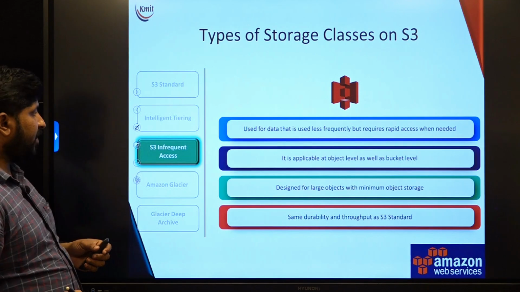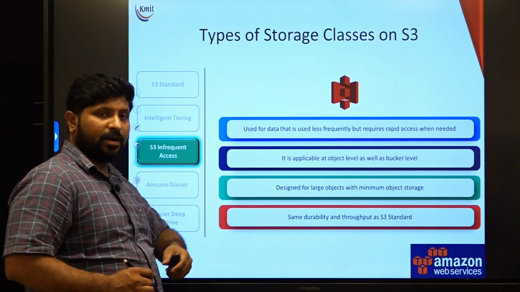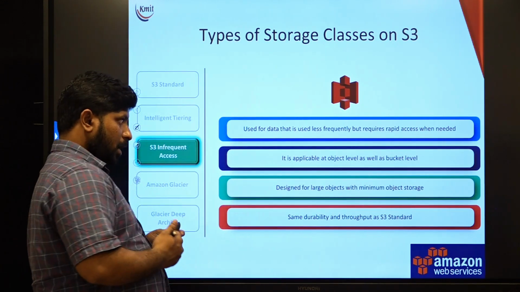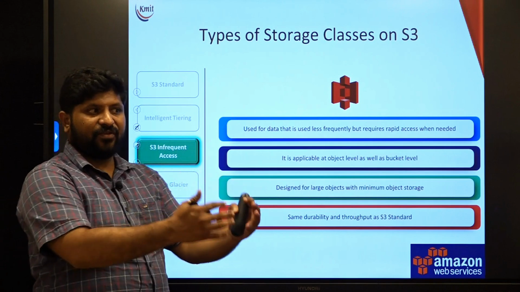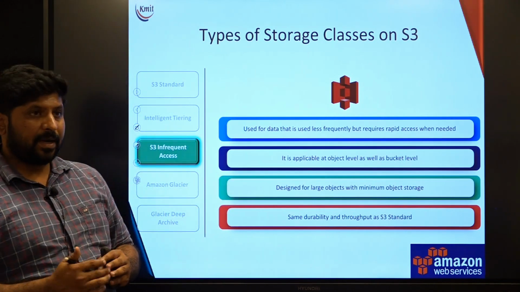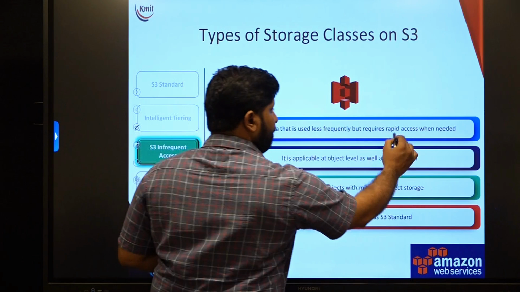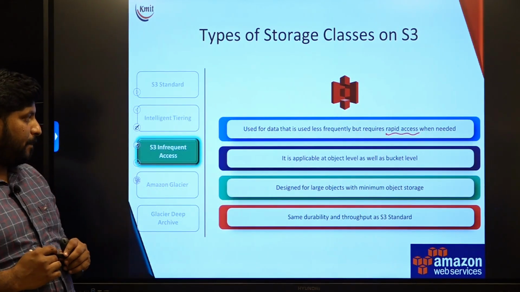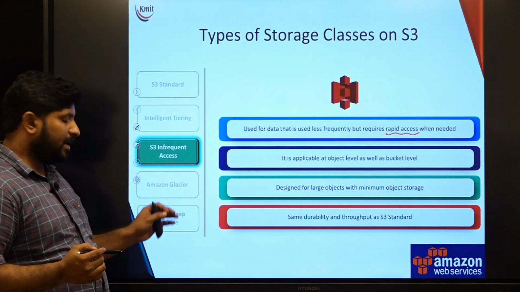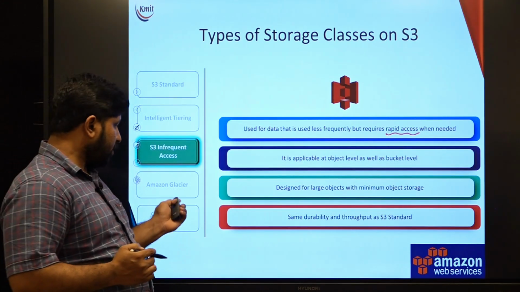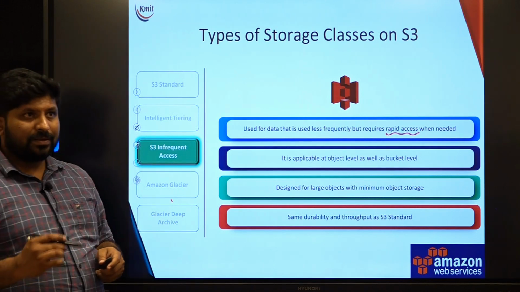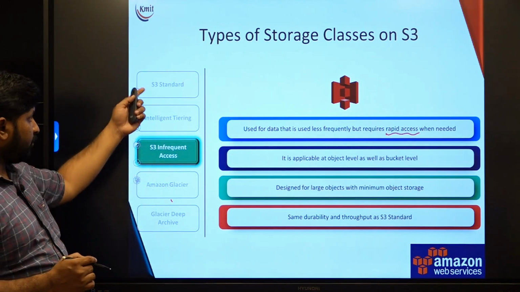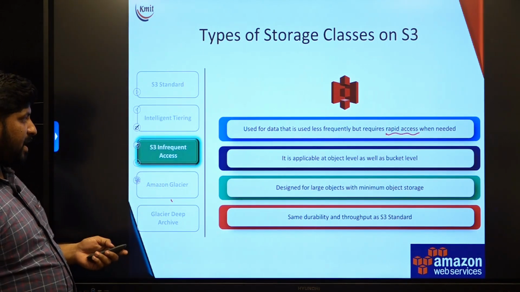Third one, infrequent access. If you are associating this storage class with an object, then Amazon assumes that you are going to access it infrequently, but whenever you access it, it should be rapidly accessed without any delay. That means low latency should be maintained. Basically, in Glacier or Deep Archive, the latency is going to be more, whereas infrequent access is part of standard only, so it will have rapid access to your objects.